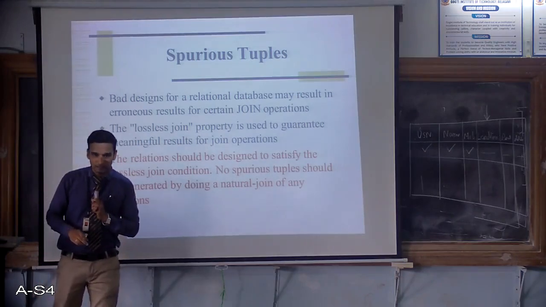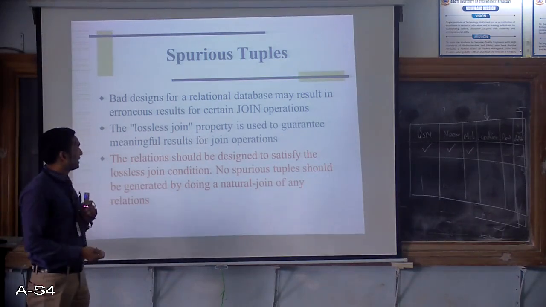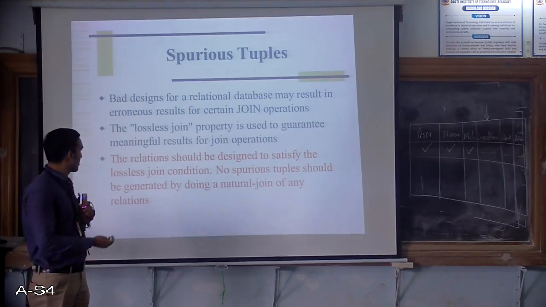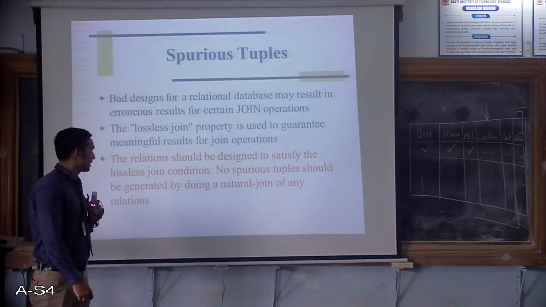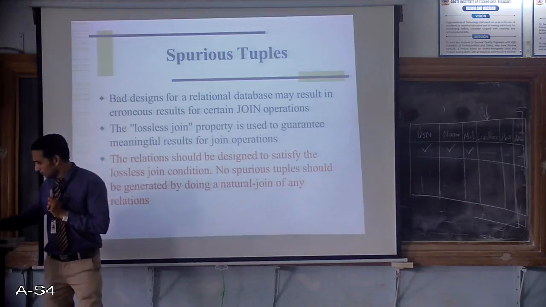Spurious tuples. What I mean by spurious tuples are unwanted tuples. Bad design for a relational database may result in an enormous result for certain join operations. The relation should be designed to satisfy the lossless join condition. No spurious tuple should be generated by doing a natural join or any other join. I can explain this with an example.